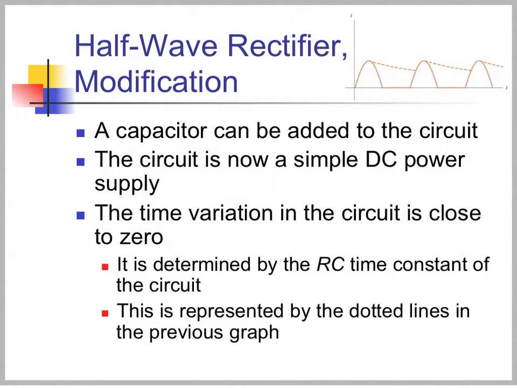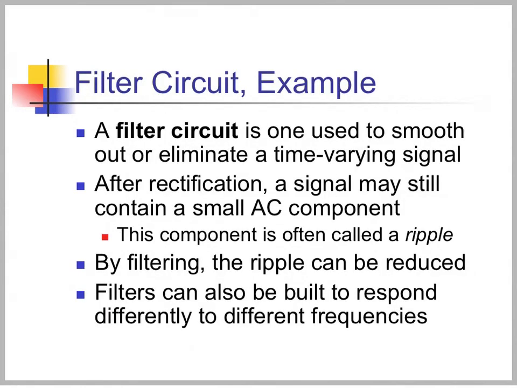A filter circuit is one that is used to smooth out or eliminate a time-varying signal. So after rectification, a signal may still contain a small AC component. It's called a ripple. And by filtering, the ripple can be reduced. And filters can be built to respond differently to different frequencies.